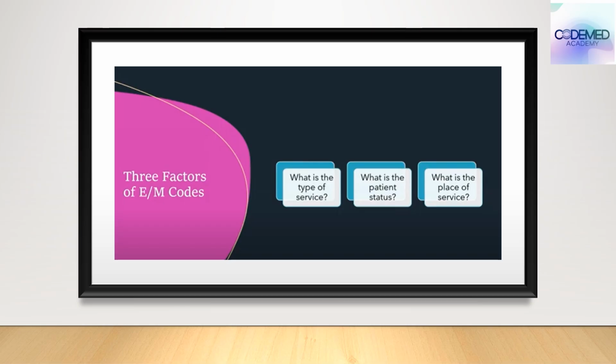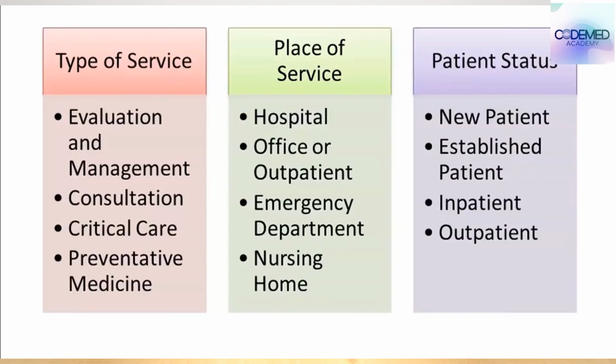Now, next important thing: as far as E&M is concerned, we have to consider three important factors. What is the type of service, what is the patient status, and what is the place of service, because these are very important criteria. Let us understand in detail what we mean by the type of service. The type of service could be evaluation and management, consultation, critical care, or preventive medicine.